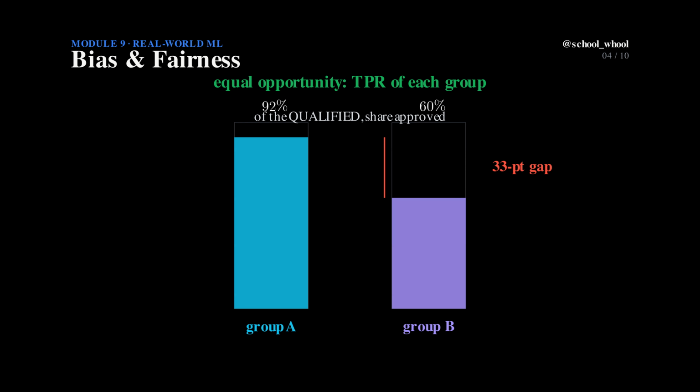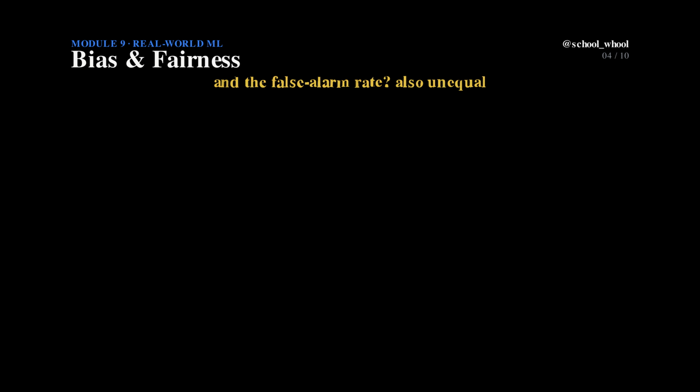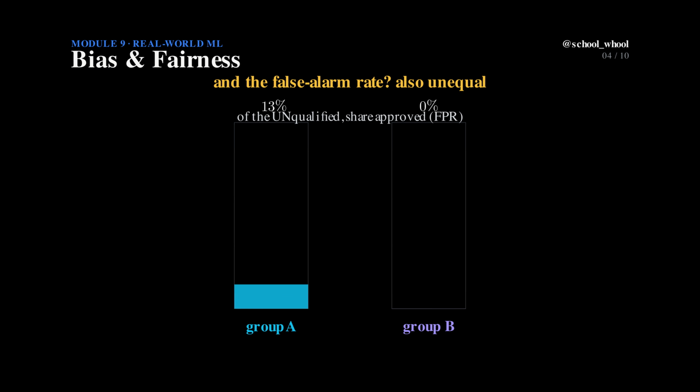What about the other direction, the false alarm rate, approving people who weren't qualified? Group A, 13%. Group B, only 2%. So the harm is one-sided. Group B is held to a stricter bar coming and going.